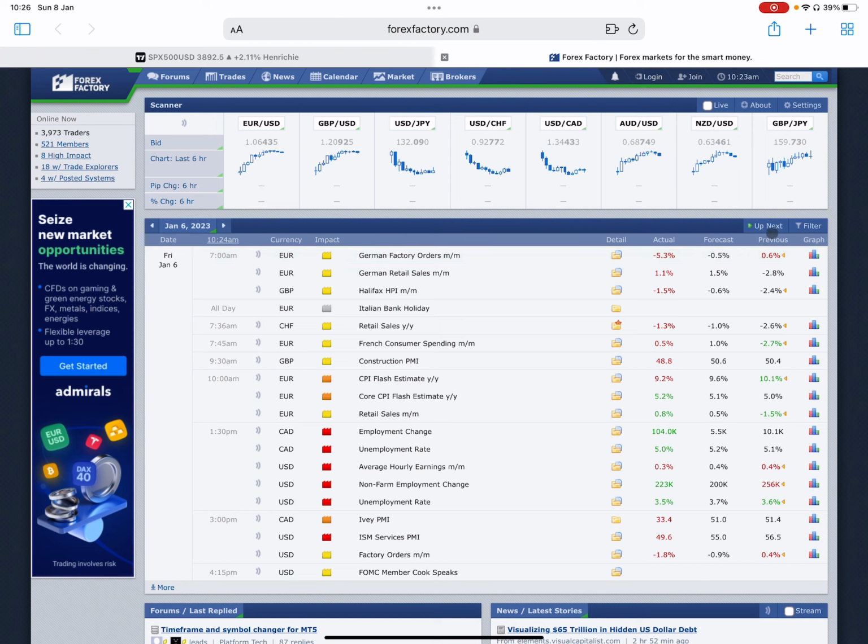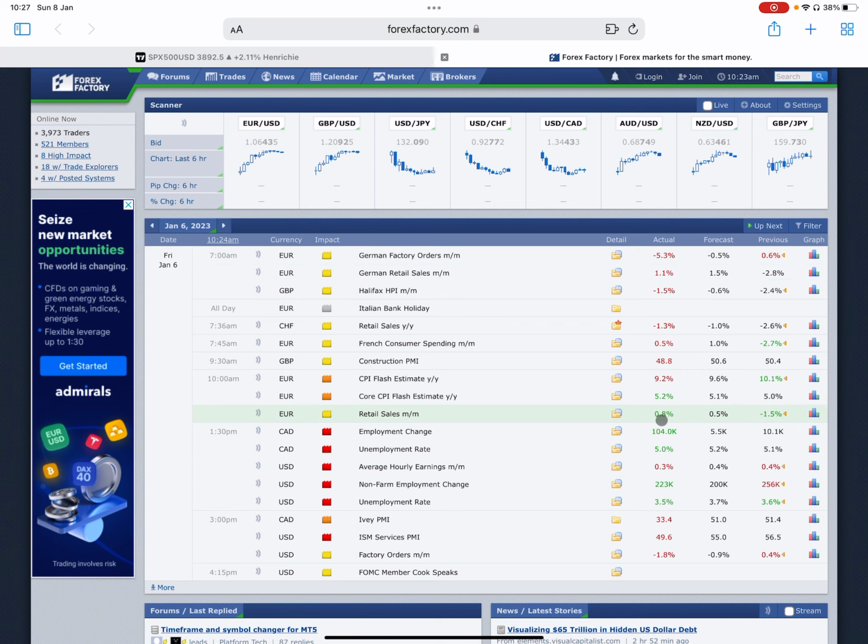So looking at the previous information, we have something like 0.6%. This is German factory orders. So this news here is for the German factory orders, and as you can see, German factory orders was at 0.6% previously. The forecast is saying that it's going to be at negative 0.5%, which is bad. And the actual news came out and turned out to be even way worse, which is minus 5.3%.